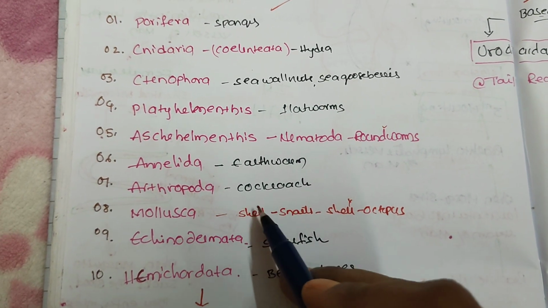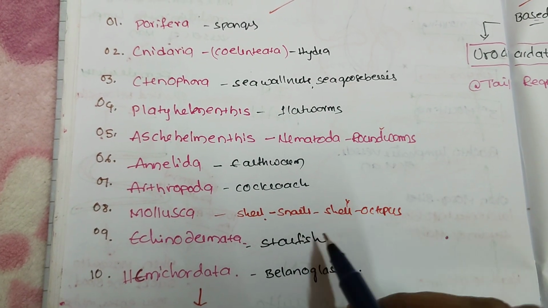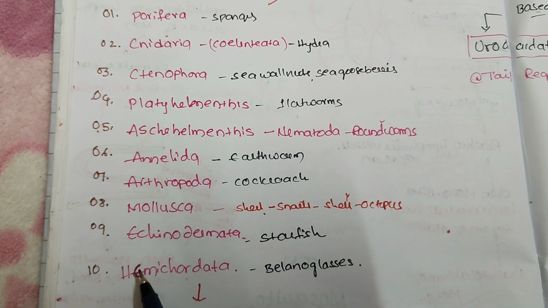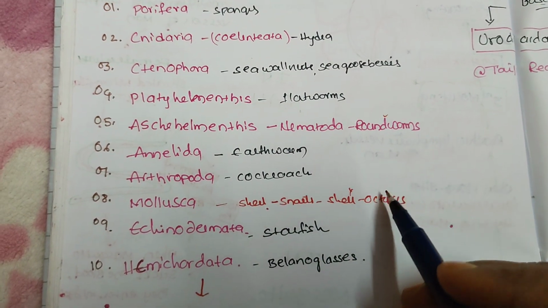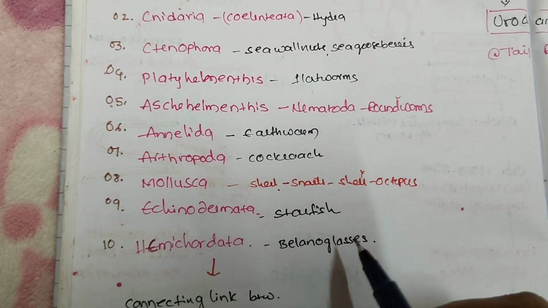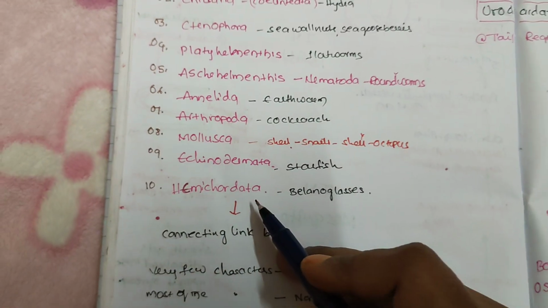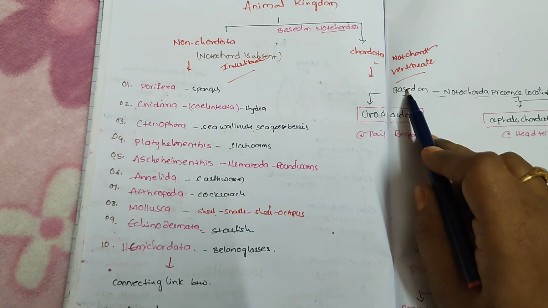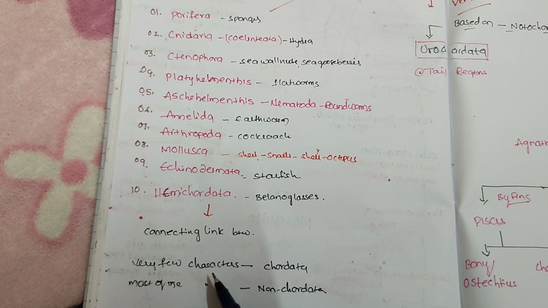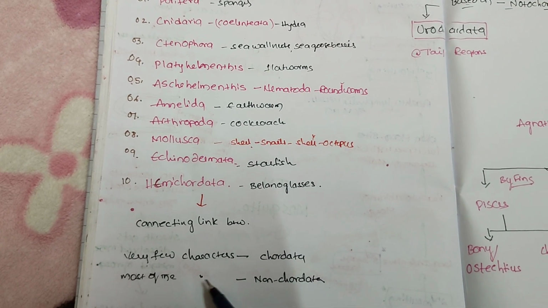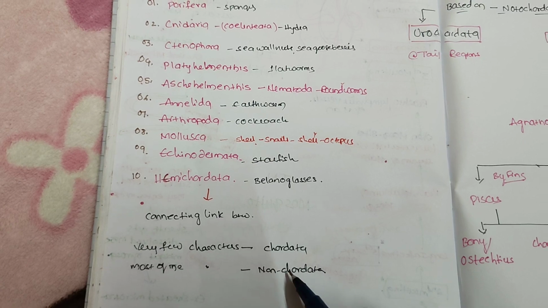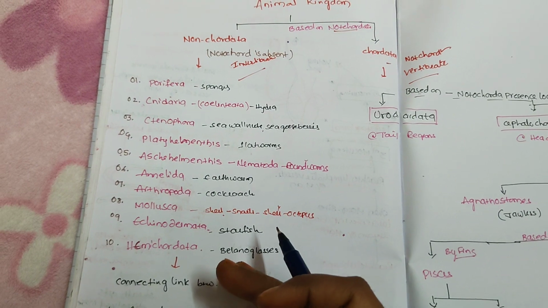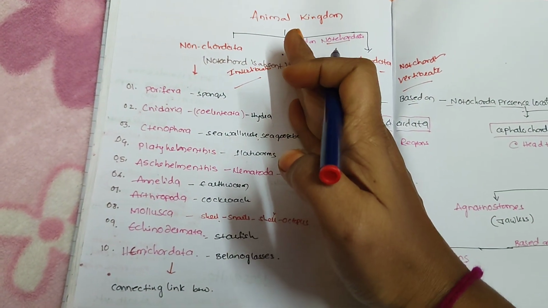Then Mollusca, shell-bearing organisms, though some are without a shell. Examples: shell-bearing organisms like snails, and without shell, octopus. Then Echinodermata, example starfishes. And the last one, Hemichordata, example Balanoglossus. Hemichordata is said to be the connecting link between the non-chordates and chordates. Why? Because it has very few characters of chordates and most of its characters belong to the non-chordates. That is why it is kept in the invertebrates. So these are all the phyla of invertebrates or non-chordates.